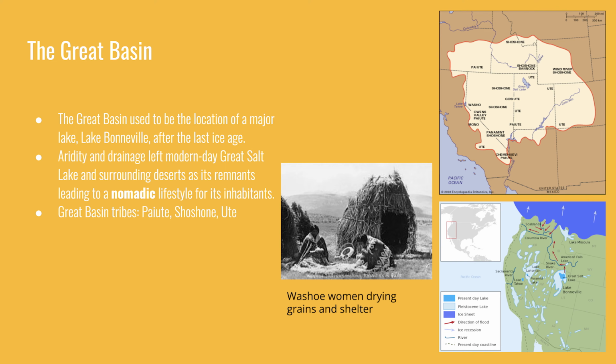You can see in this picture elements of that nomadic lifestyle. The shelter that they're using seems very lightweight, made up of light materials, so that at any moment they could pick up and move to another area. At the same time, they are showing behaviors of people who are sedentary, which means that they are doing things like agriculture. In the picture, they're drying grains that they've grown. So just because societies were nomadic doesn't mean that they didn't practice agriculture. Some of the tribes that you should know in the Great Basin are the Paiute, the Shoshone, and the Utes.